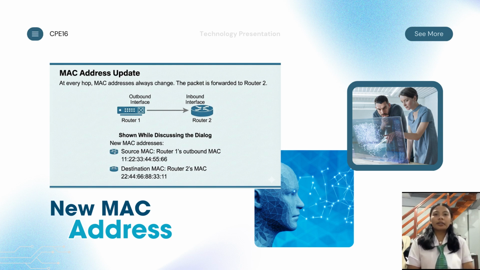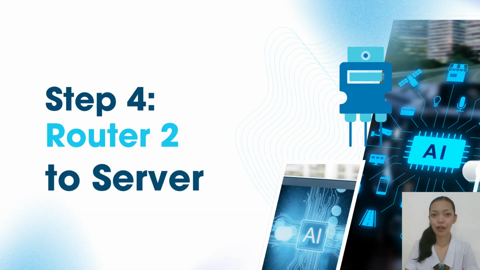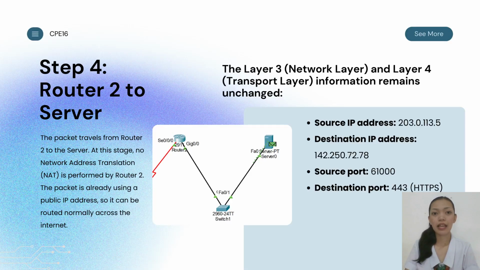And the MAC address update. At every hop, MAC addresses always change. The packet is forwarded to router 2. Now, we have step number 4, router 2 to server. Next, the packet travels from router 2 to the server, wherein at this stage, no network address translation is performed by router 2. The packet is already using a public IP address, so it can be routed normally across the internet.